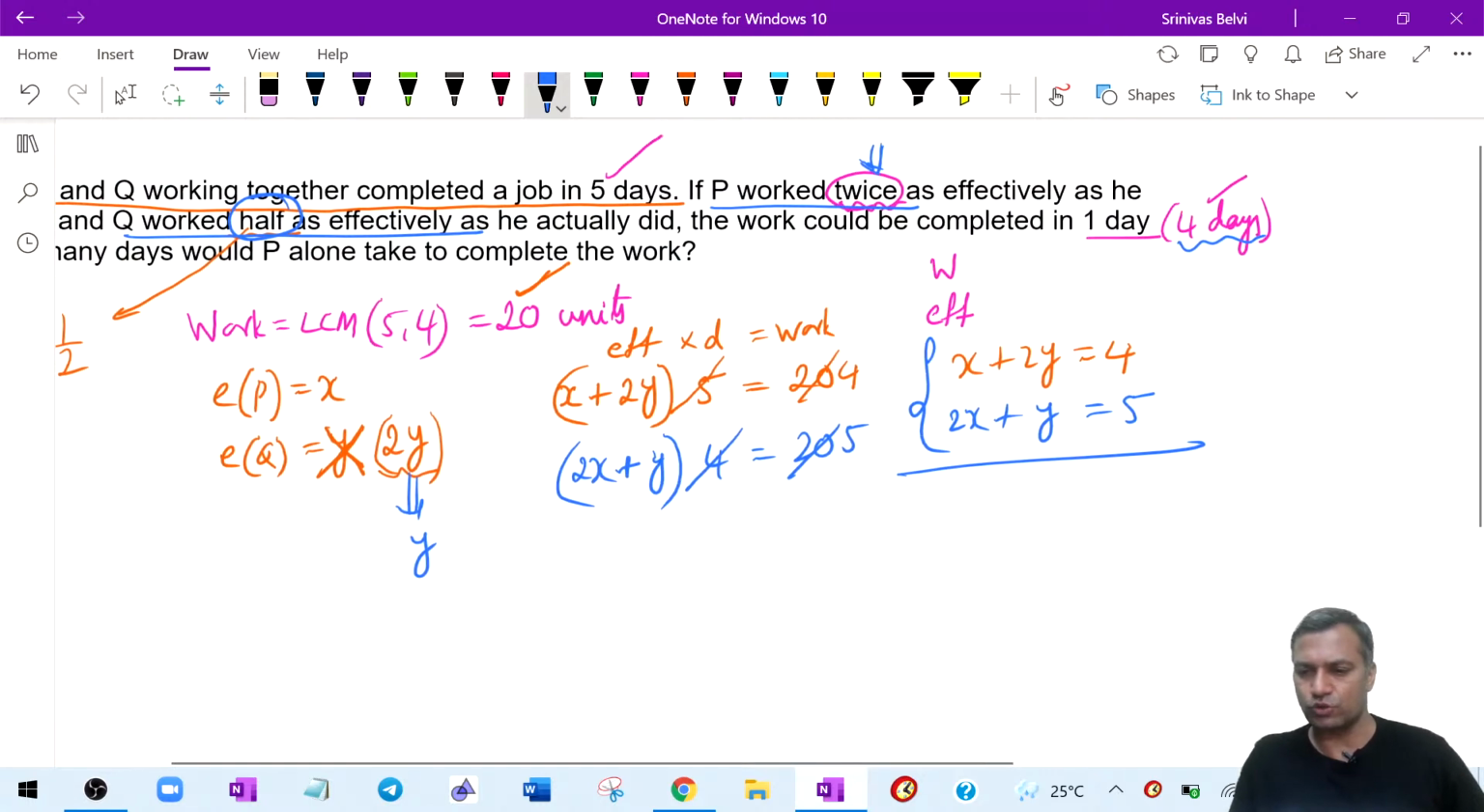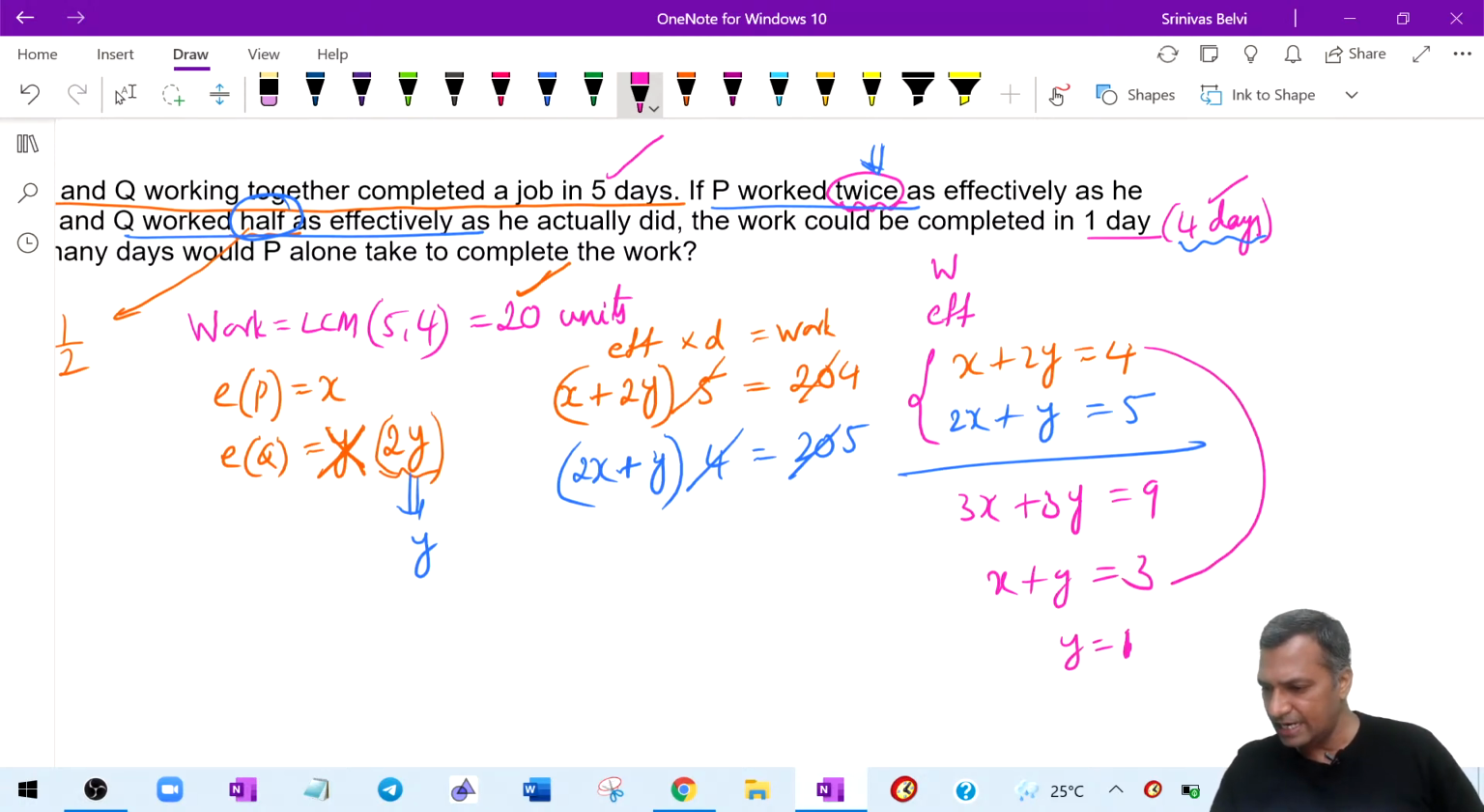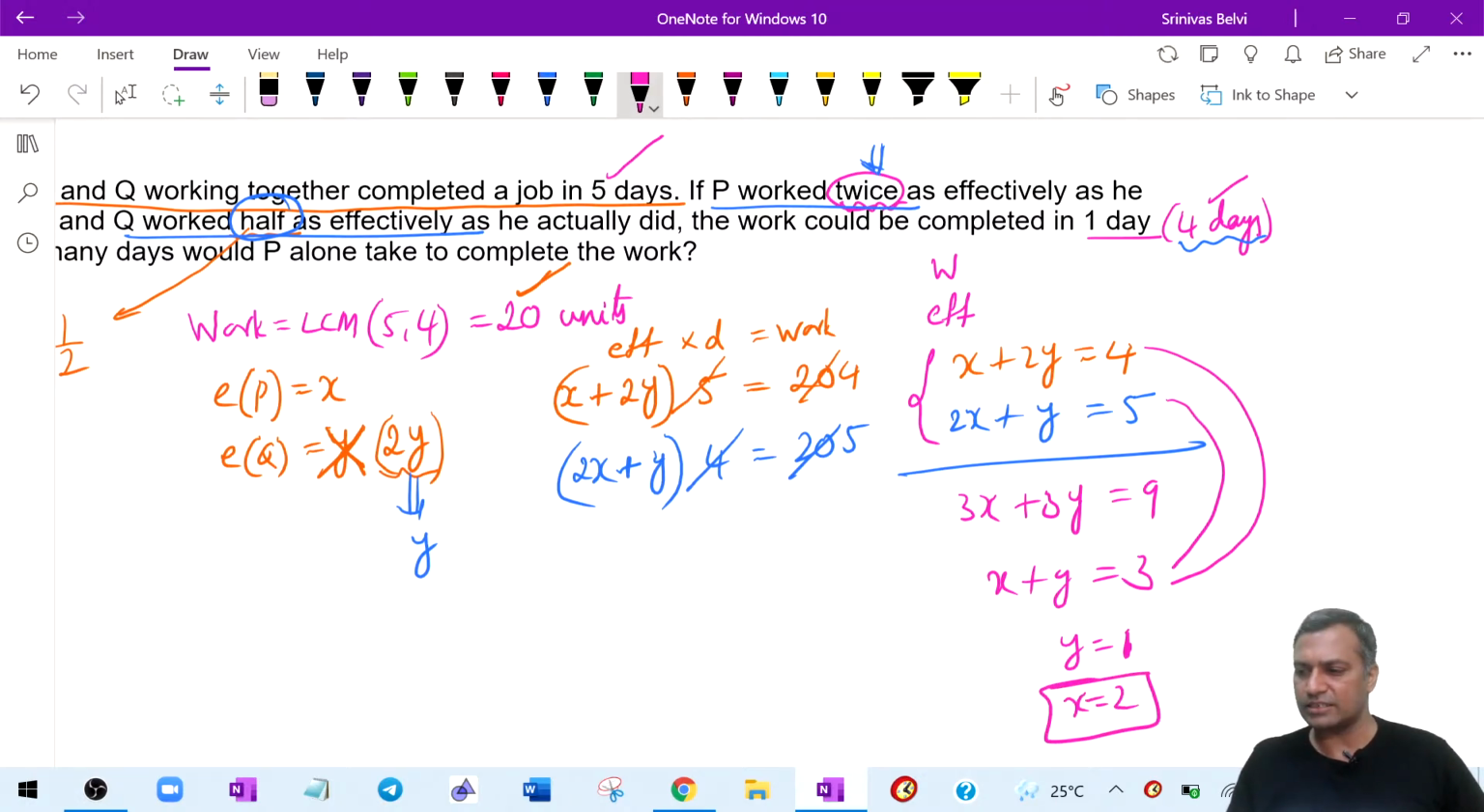We can simply solve this. There is a pattern in both equations, so use that pattern. Just add them first. When you add them, 3X plus 3Y is equal to 9. Therefore, X plus Y is equal to 3. Now combine this equation with the first equation and you will get Y is equal to 1. Combine this with the other equation and you will get X is equal to 2. X is all you wanted here.